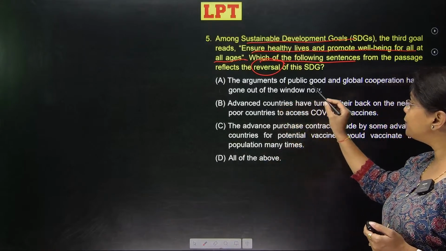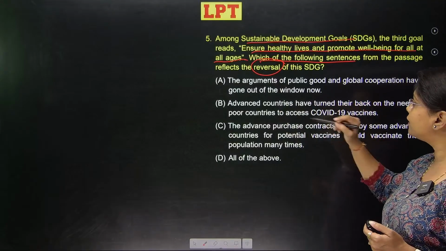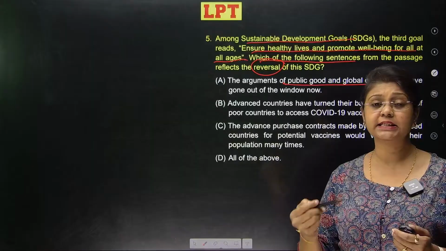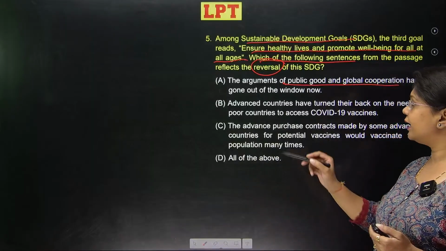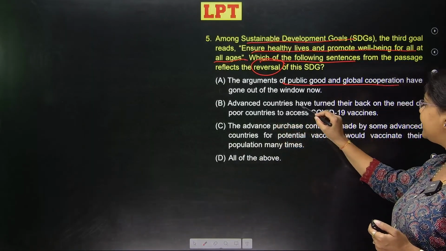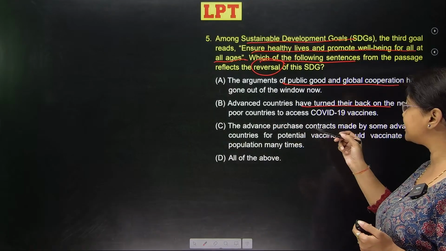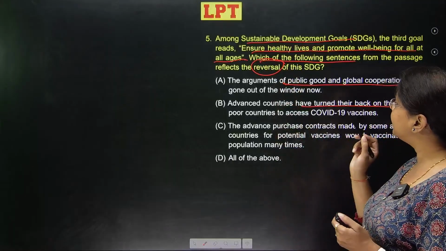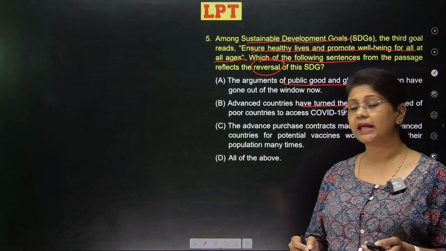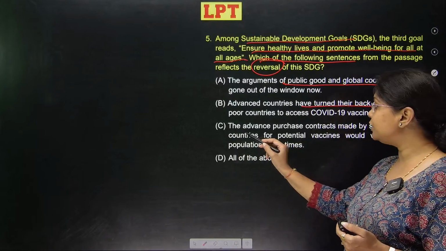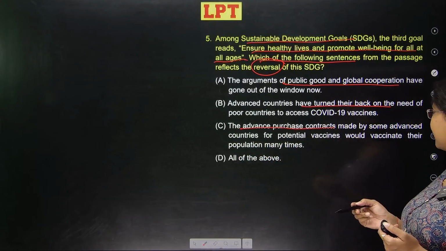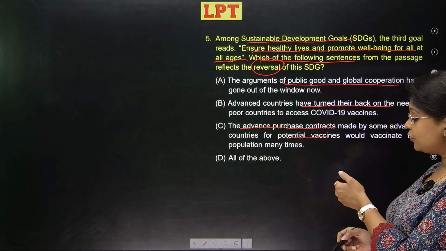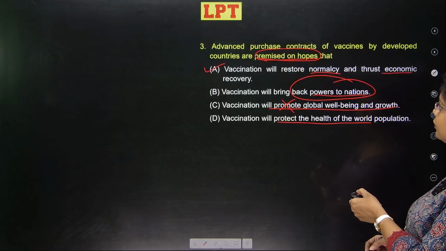It says the arguments of public good and global cooperation have gone out of the window. Of course, this is against the idea of SDG that is stated by the author. B says advanced countries have turned their back on the need of poor countries to access COVID-19 vaccines. Even this statement does not support the idea of ensuring healthy lives and promoting well-being for all at all ages. Of course, this could be the point. And then you have the advanced purchase contracts made by some advanced countries for potential vaccines would vaccinate their population many times. So if you go back to the passage here, let's just quickly look into it.